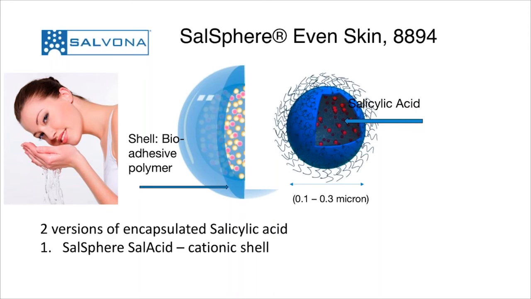The old version is called SalSphere Salicylic Acid, and what's unique about this is the cationic shell. This cationic shell was a good base to control the pH. However, we found that it's not compatible with many of the commercial bases, especially those that contain anionic carbopol thickeners. Therefore, we developed SalSphere Even Skin, which is made of a non-ionic shell, which makes it now more stable, more compatible with a variety of rinse-off and leave-on formulations.